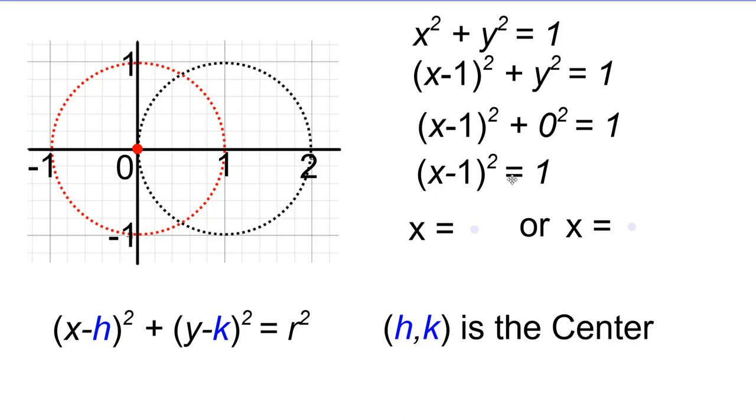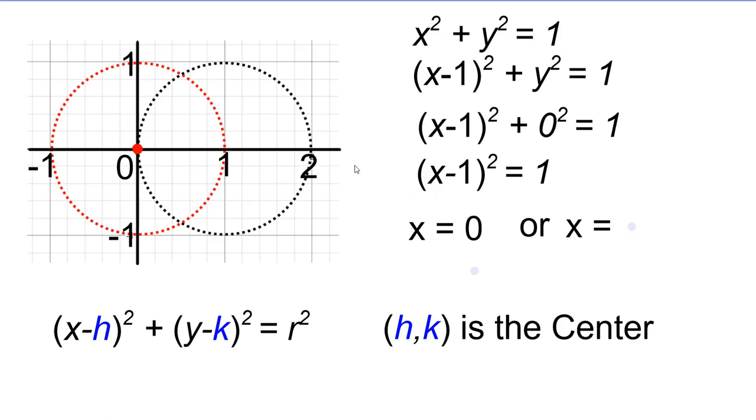Let's try another one. In fact, look at your graph. Which two values should it be? 0 and 2. So let's see if one of those, yeah, it is 0. All right, so what is 0 minus 1? Negative 1, okay? Negative 1 squared becomes positive 1. So that is one of our solutions.